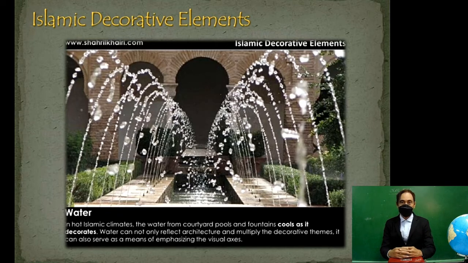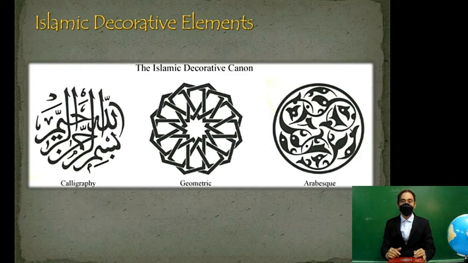The Islamic decorative elements. Water is used as an Islamic decorative element. In hot Islamic climates, the water from courtyard pools and fountains decorates. Water can not only reflect architecture and multiply the decorative themes, it can also serve as a means of emphasizing visual axis. The Islamic decorative canon: the calligraphy, the geometric, and the arabesque. So there are three Islamic decorative canons.